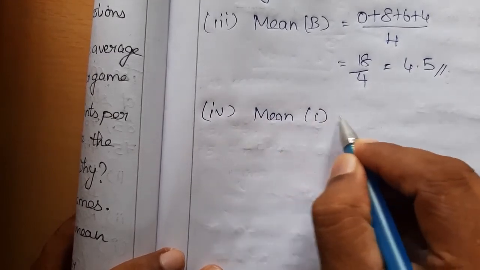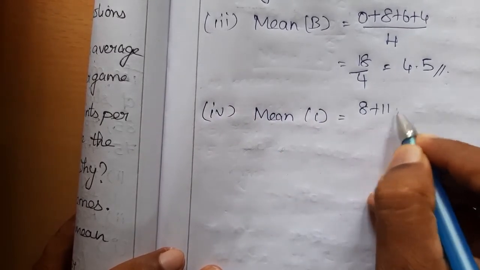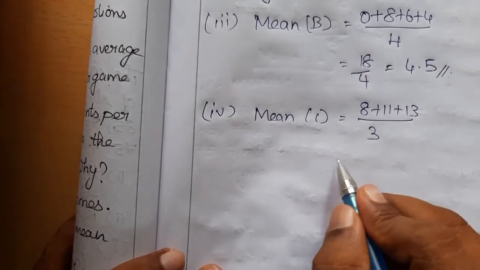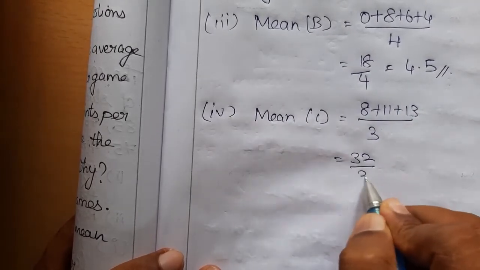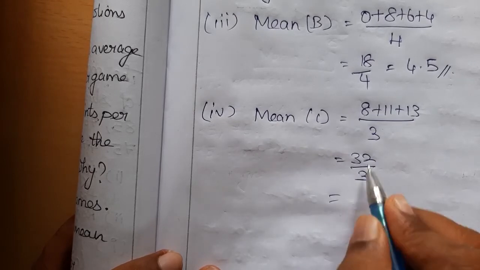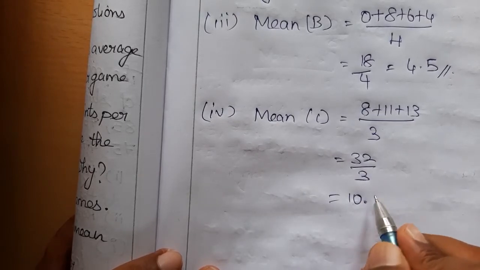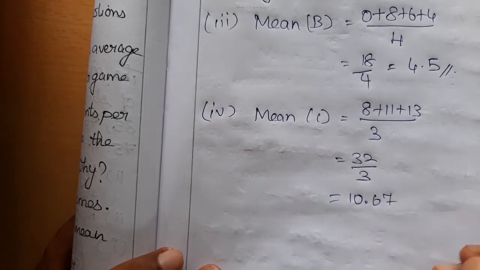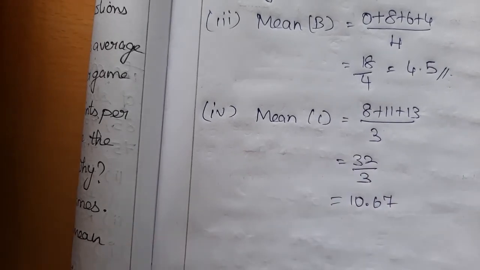Mean for the player C is 8 plus 11 plus 13 by 3. So if you add, you will be getting 32 divided by 3. So if you divide 32 by 3, 10 times and balance 2, 0.67 it will be. Okay, 10.67 is the mean of C.